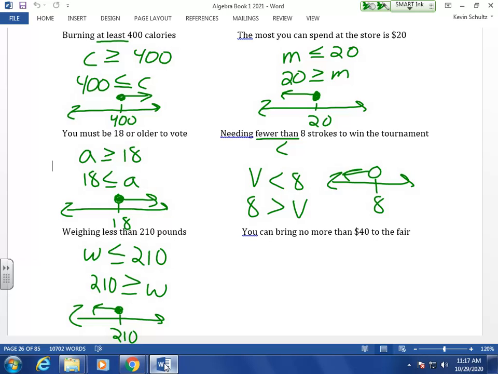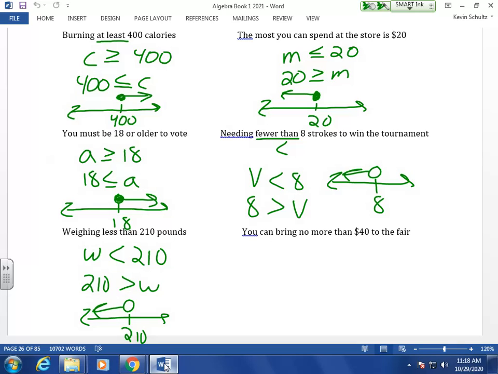Yes? Oh, you're right. It's not less than or equal to. Sorry. Thank you for pointing that out. Open circle going to the left.